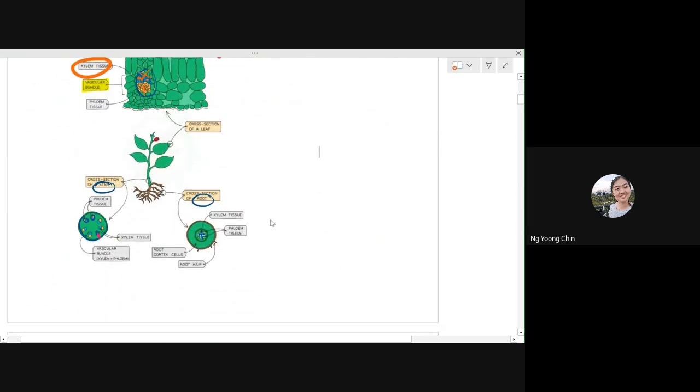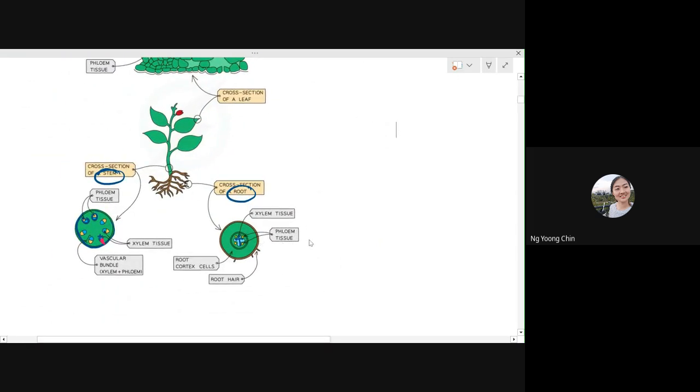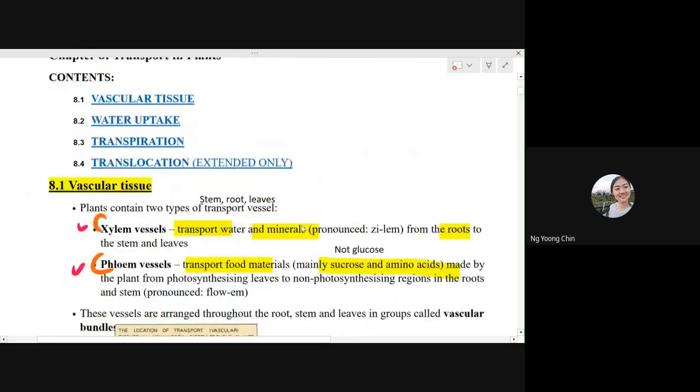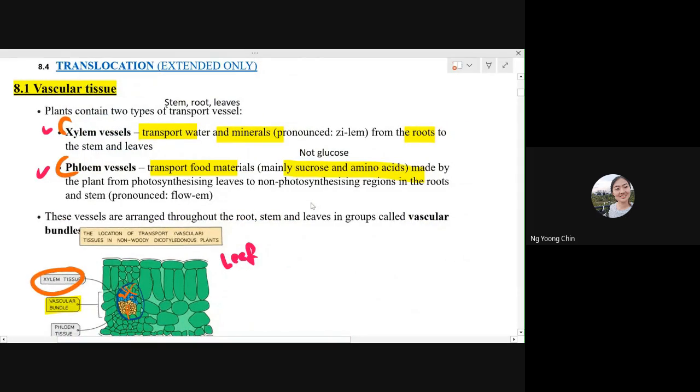But in the stem and in the roots, the orientation is slightly different. In the stem it will be in this way. This is what we call the ring. Inside will be the xylem, outside will be the phloem. In the root, they will be oriented in this way. The middle part will be the xylem, followed by the outer part, which is the phloem. So the center point will be the xylem. During the exam, they will ask you about this kind of orientation of the xylem and phloem.